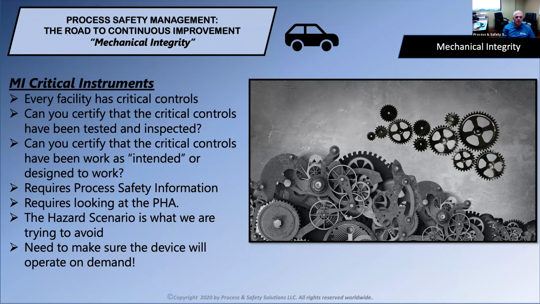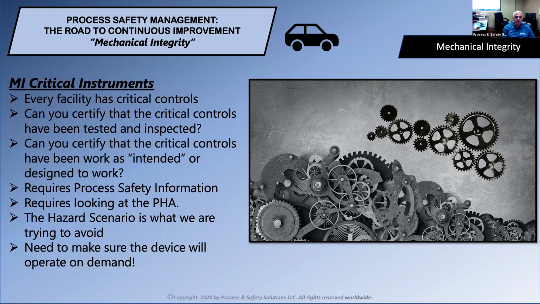So let's talk about critical instruments next. Every facility, no matter what industry you're in, is going to have critical instruments. The question is, right now, can you certify that the critical controls have been tested and inspected? The first thing you need to know in order to answer that question is, what are the critical controls? We're going to talk about that in just a second. But if you don't know what those critical controls are, more than likely they're not tested and inspected.